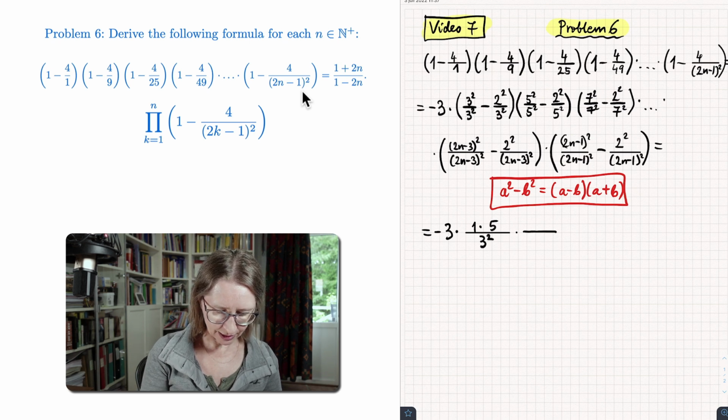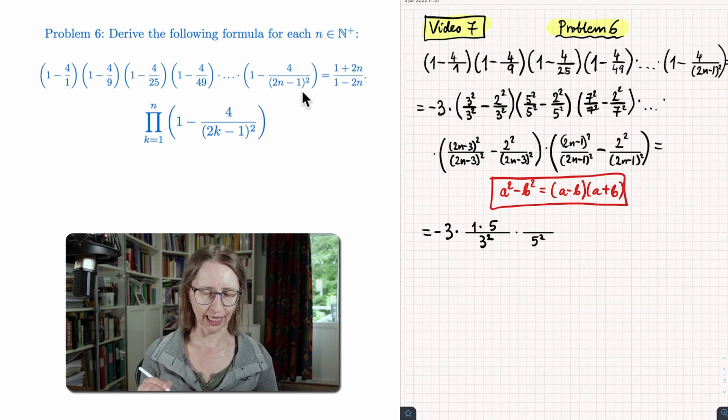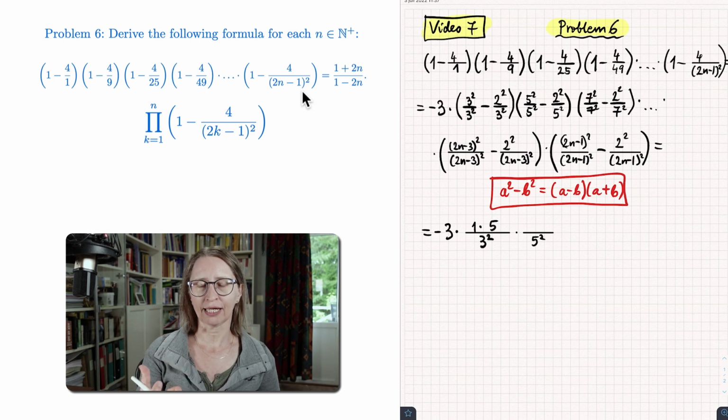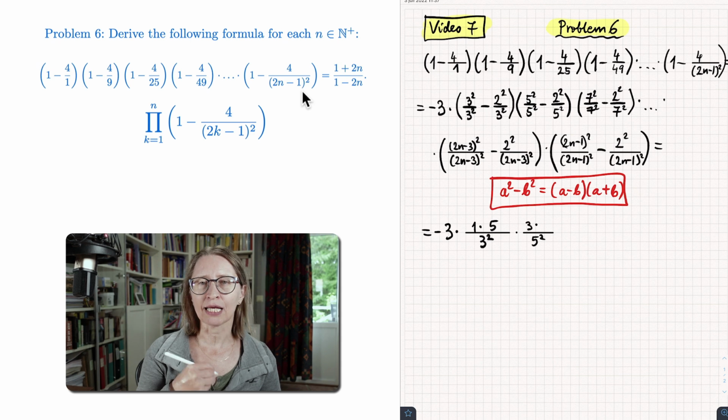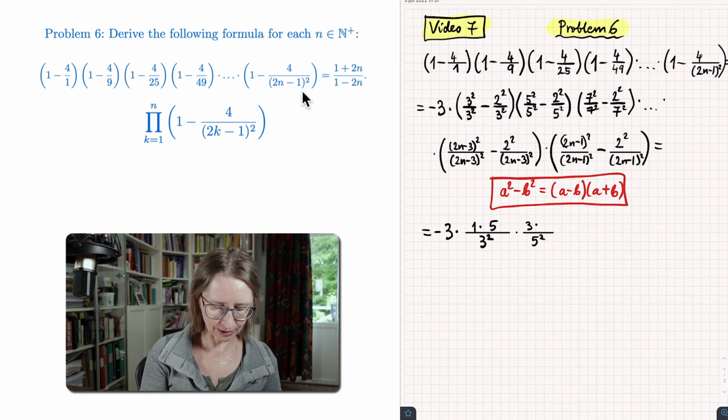Then the next one. What is the next one? 5 squared in the denominator, and in the numerator, I get 5 squared minus 2 squared. And again, the same formula with a equal to 5 and b equal to 2. A minus b is 5 minus 2, it is 3. And a plus b is 5 plus 2, it is 7.